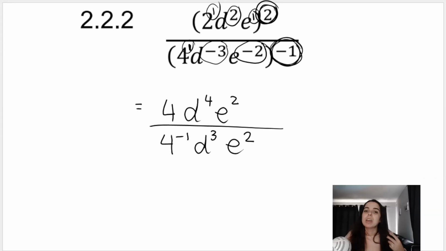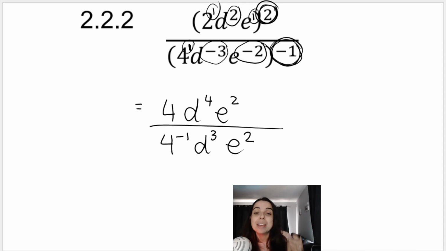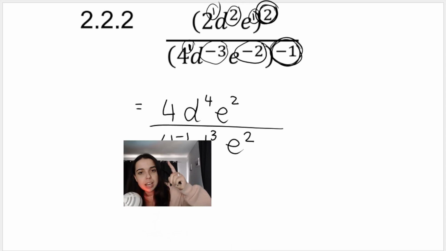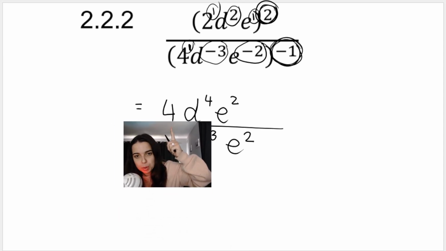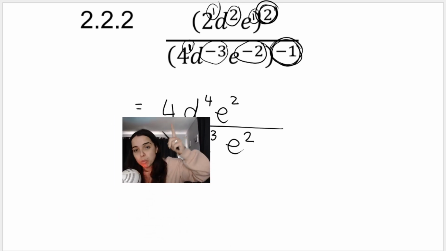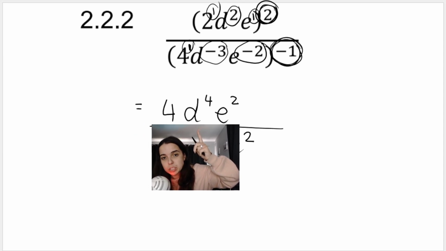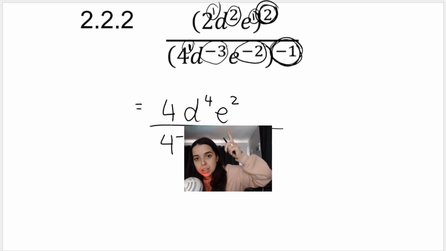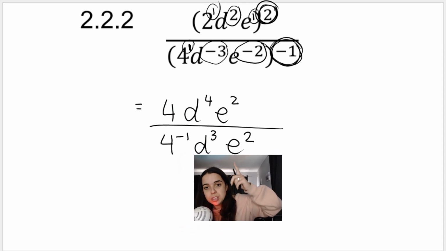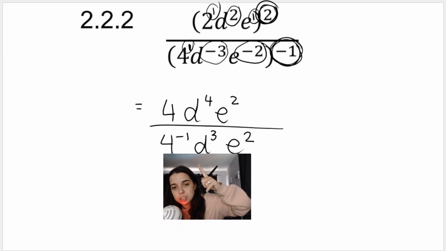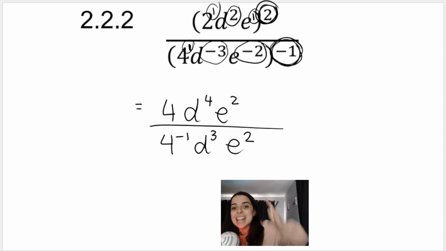Okay, now, the next thing that you need to know is we do not like negative exponents. So do you see how this 4 has a positive exponent? It's invisible, but it's 4 to the power of 1. This D has a positive exponent. It's +4. This E is a positive exponent. That one has a positive exponent, but this exponent is negative.